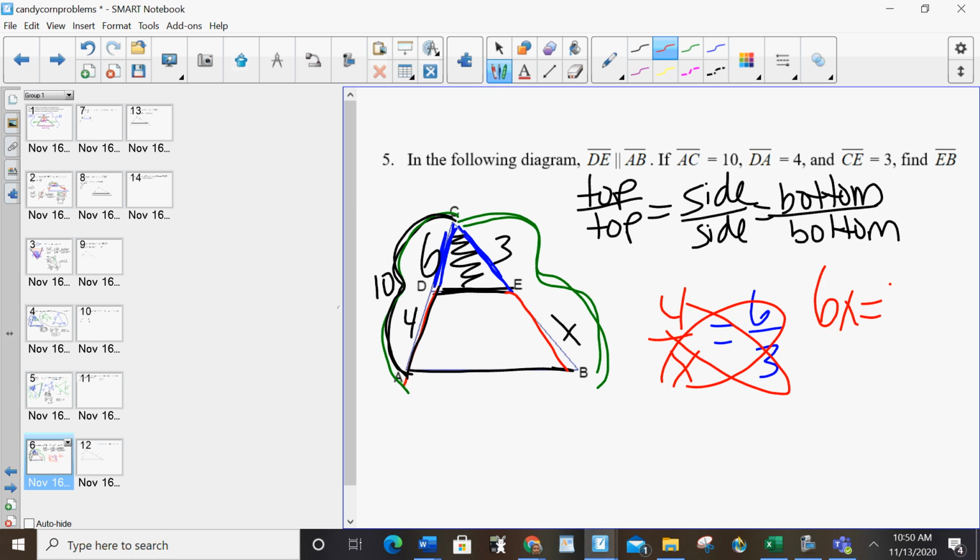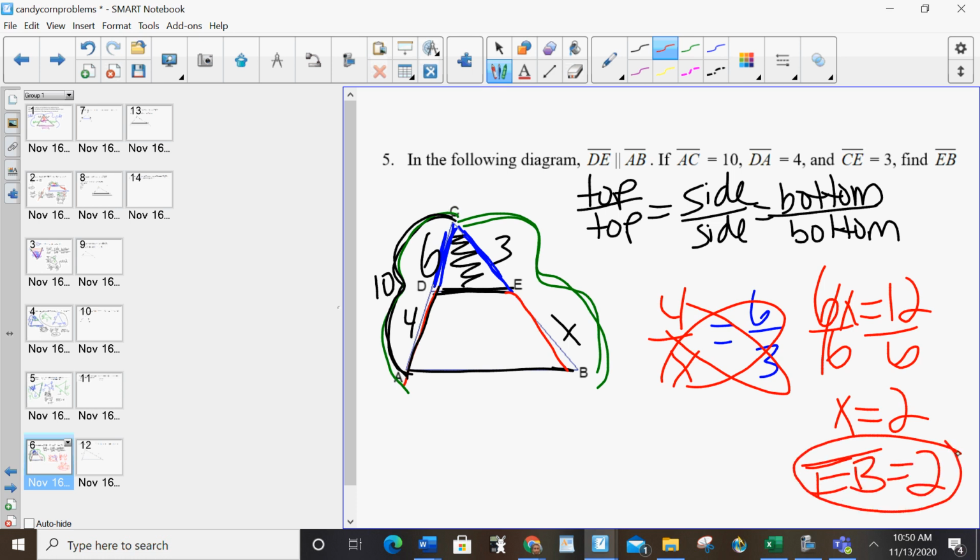6x equals 12 divided by 6. X equals 2. EB is 2. So again, you may need to add or subtract pieces in order to get a top, a bottom, a side, a base. Within these questions, do expect to need to do that.